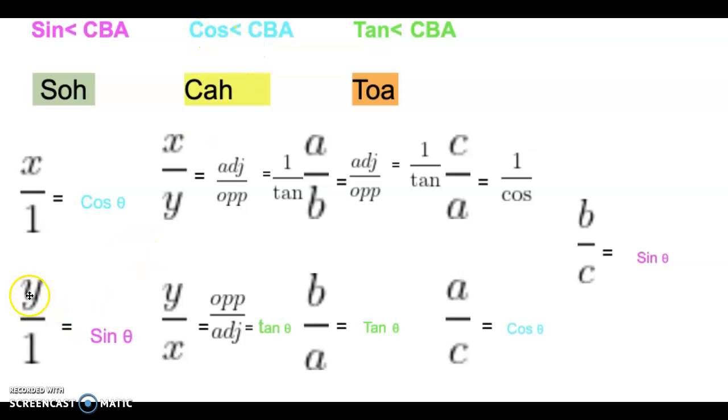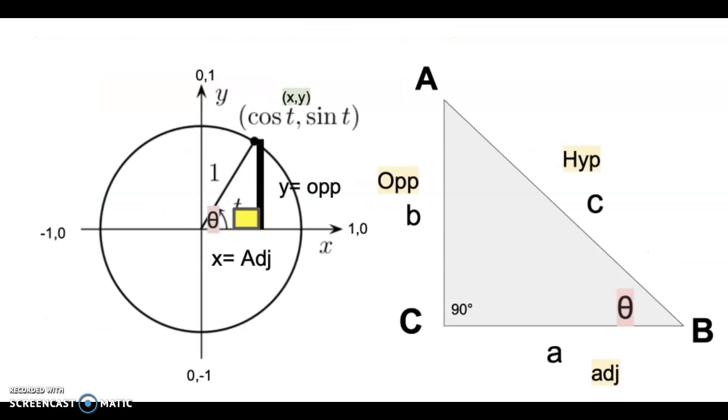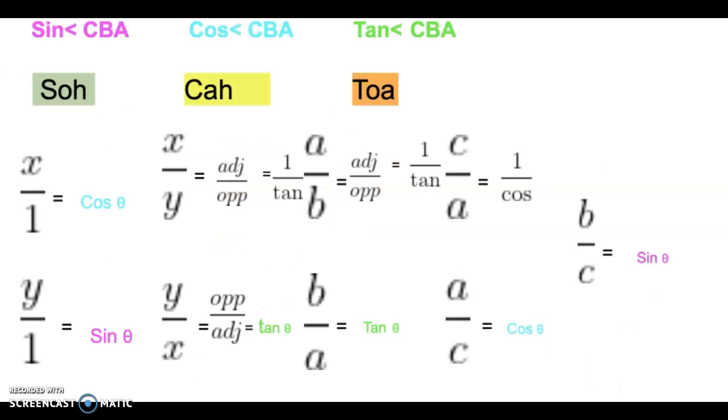Now we have y over 1. Y is the y-axis, so this is our y, and it's opposite of theta, so this is our opposite, and the hypotenuse here. So it's opposite over hypotenuse, which is sine, excuse me. So we now have cosine and sine, which are equivalent to x over 1 and y over 1.